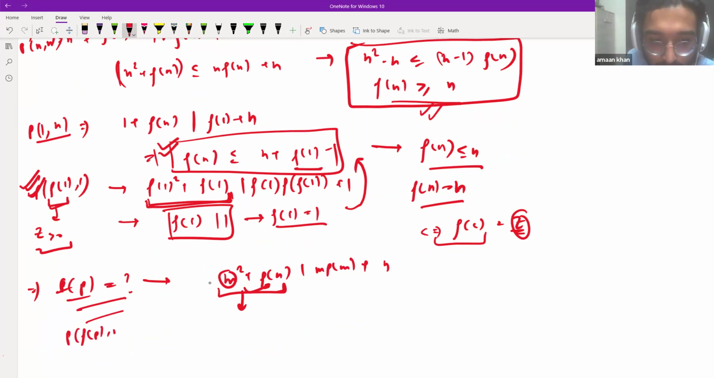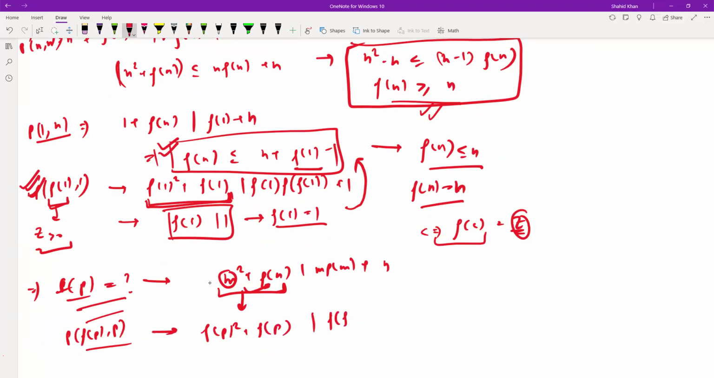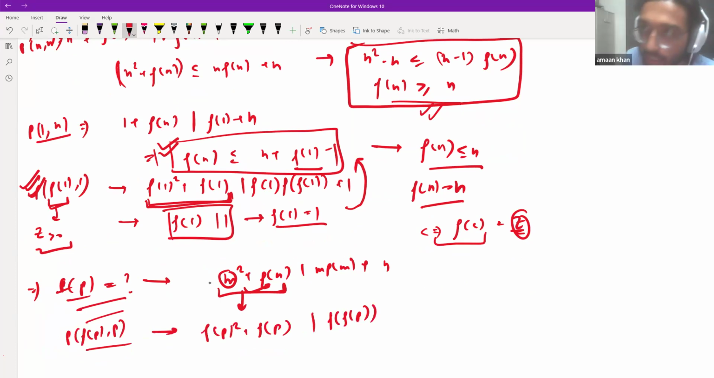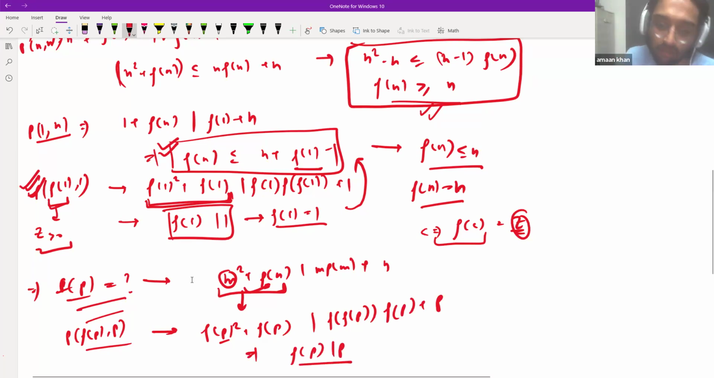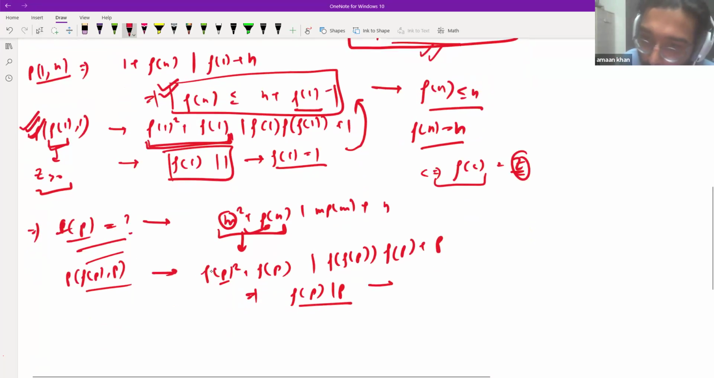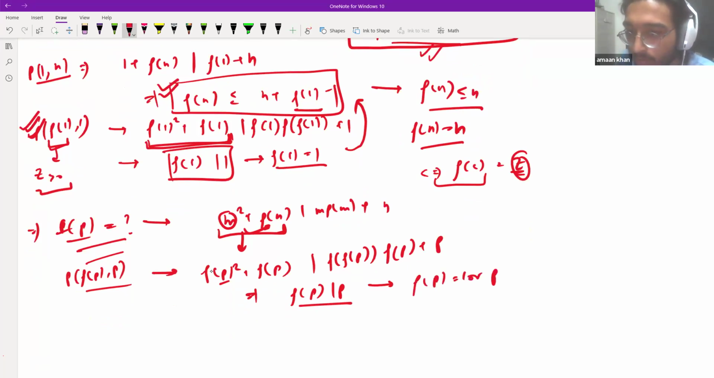Basically this gives f of n divides n. So for a prime p, what was left was n plus p. So this implies f of p divides p. But from here you cannot say that f of p must be p. It could be 1 or p.